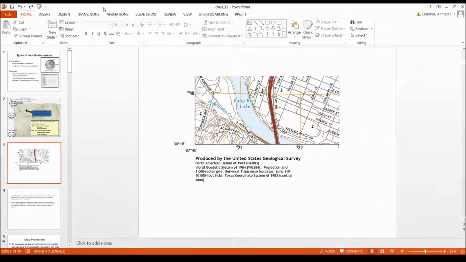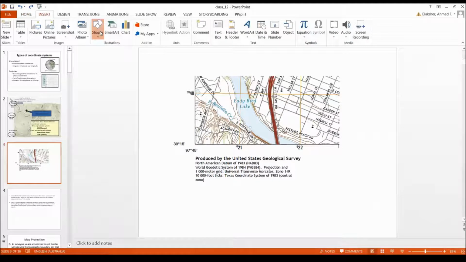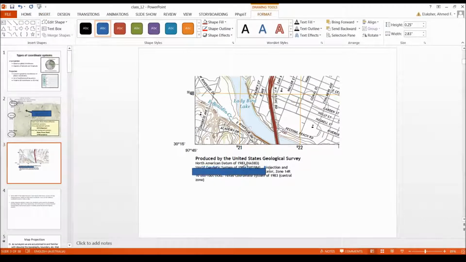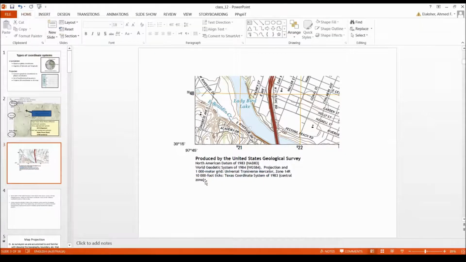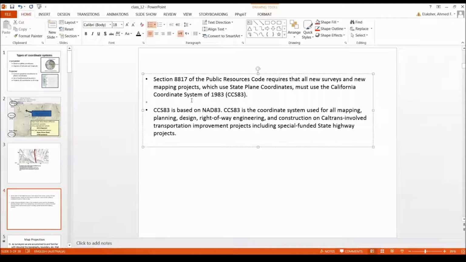We'll talk about these two things. But for now, please make sure when you read a map, don't just read it as numbers. You have to know the datum that you are using. You have to know what ellipsoid you are using. So these two are very important, and we've talked about them before. Another important comment here: in California, Section 8817 of the Public Resources Code requires that all new surveys should be projected or mapped according to the CCS 83. What's this? We'll talk about it later. It's just the California Coordinate System of 1983.